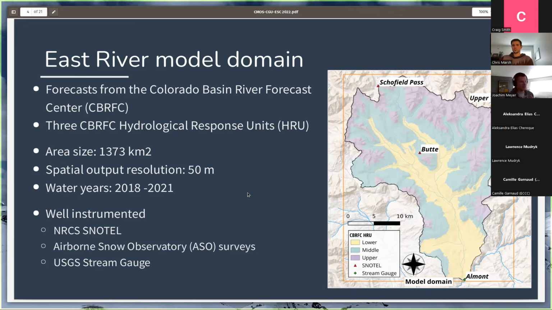We run it at 50 meter spatial resolution, and we ran it for the last 4 water years from 2018 to 2021. The comparison data sets we used were the SNOTEL sites, which are shown here as the little red triangles. Then we also had the Airborne Snow Observatory, or ASO, which surveyed that whole area with LiDAR-based snow depth mapping. And then last but not least, there's also the USGS stream gauge, which is at the bottom here, to compare the output from the hydrograph.